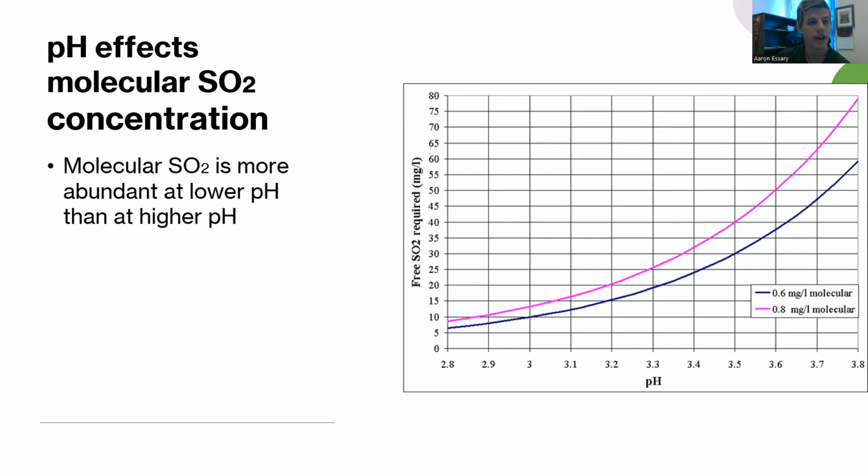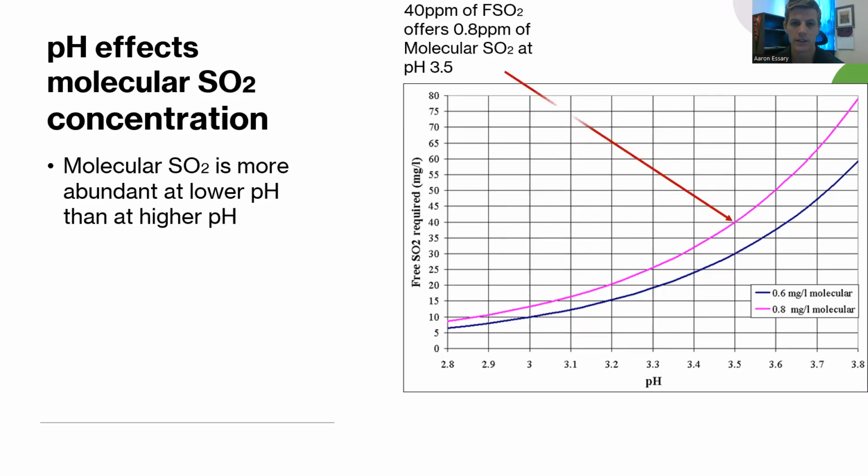So again, pH affects molecular SO2 concentrations. Molecular SO2 is more abundant at a lower pH than at a higher pH. This is another graph kind of explaining it, but look at the pH ranges. Look on your horizontal axis. You have a pH of 2.8 to 3.8. Now, wine probably doesn't exist at 2.8, so just slide into 3. So between 3 and 3.8, this is kind of your wheelhouse for all wines.